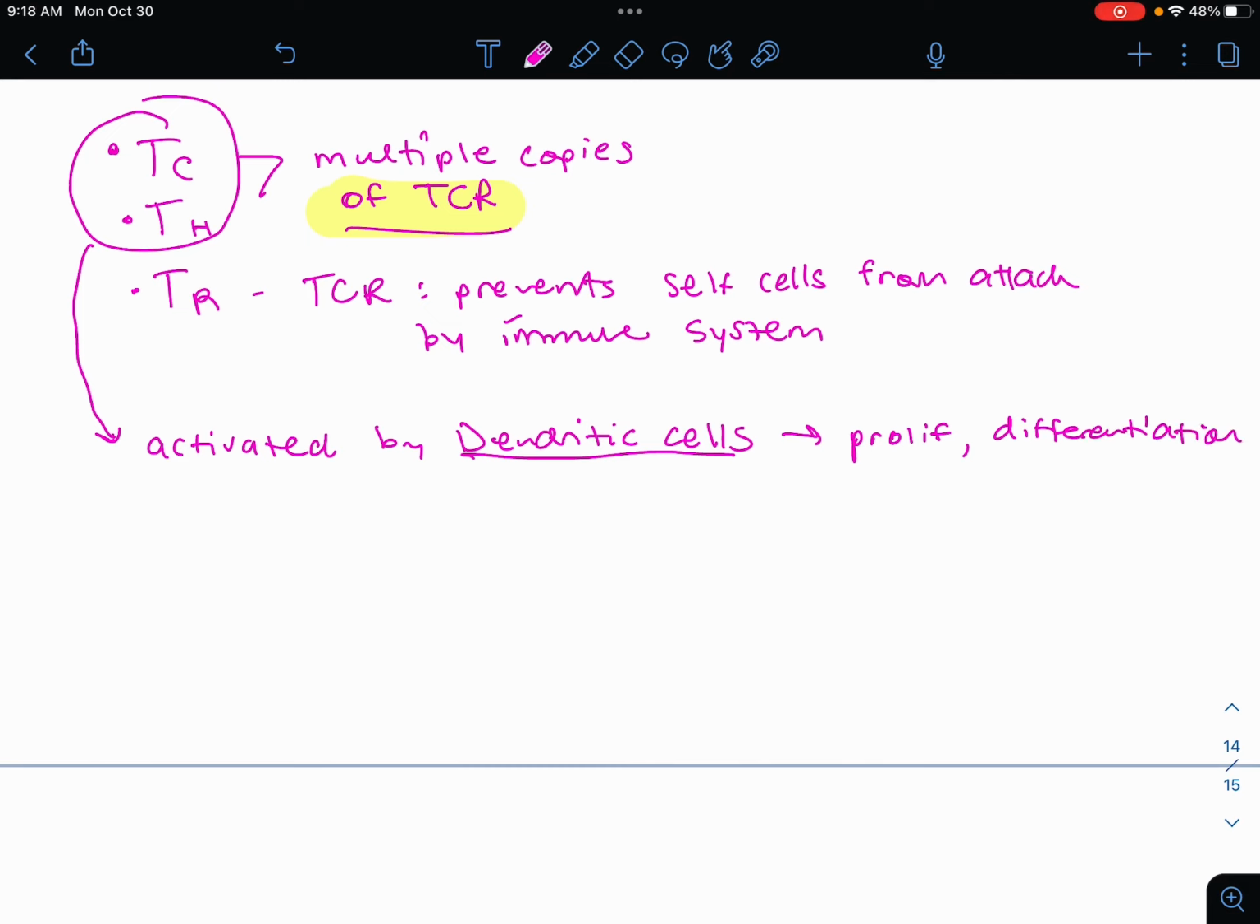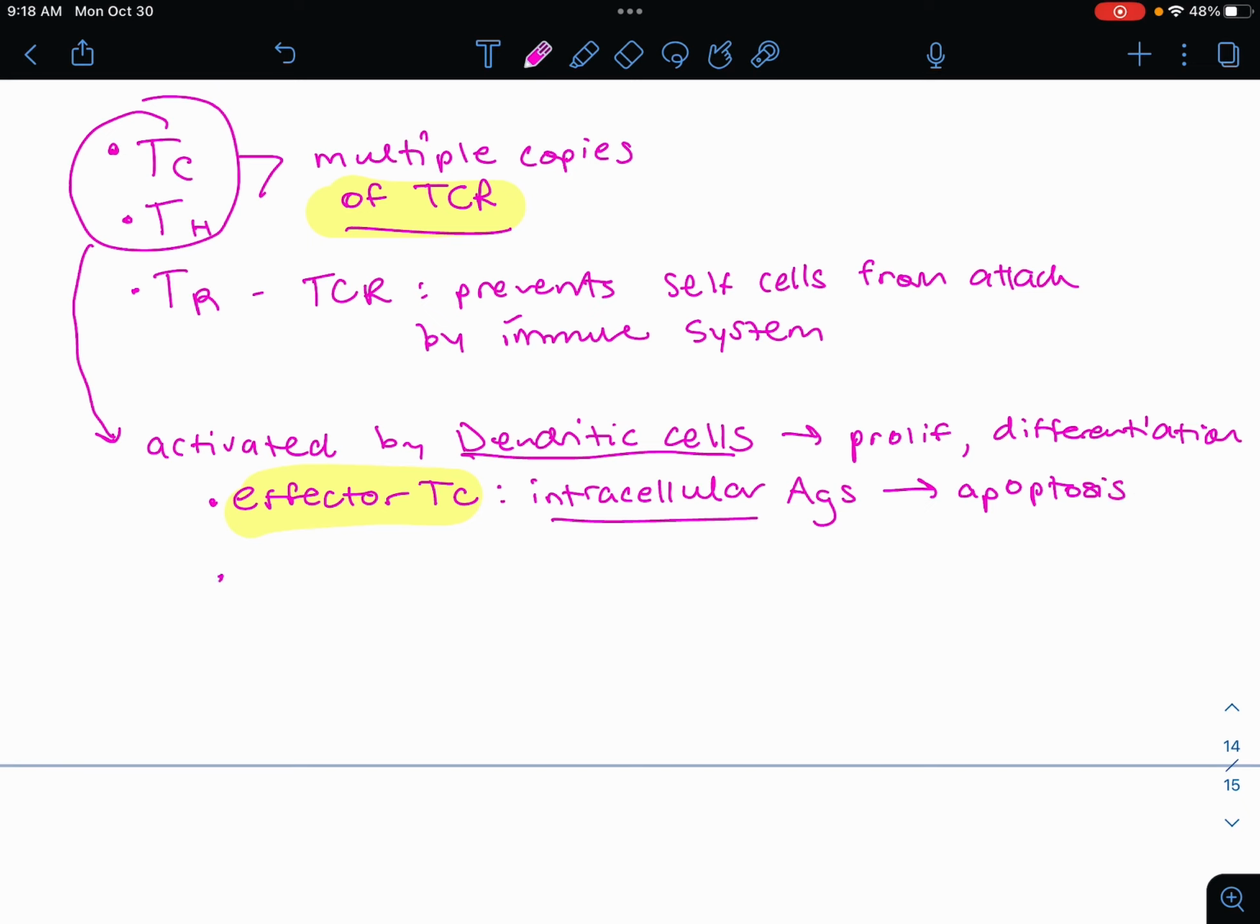The effector TC, these are the effector cytotoxic T cells. They're going to respond to intracellular antigens, especially those that tell the cell to go into apoptosis. Whereas the effector TH cells will help the humoral and the cell-mediated immunity.